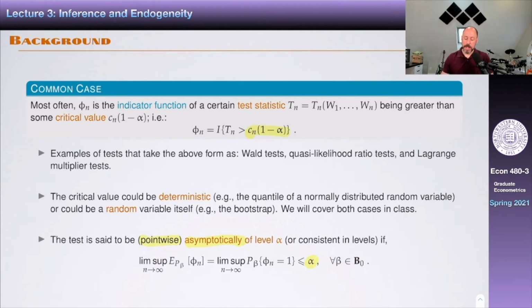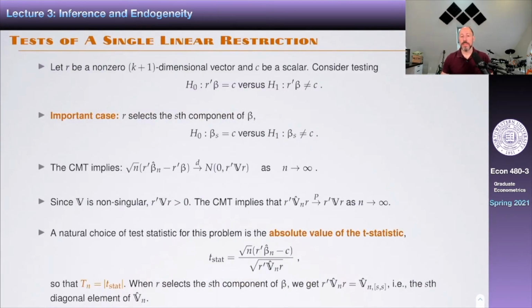Anyway, let's start with the simplest case, which is a test of a single linear restriction. We're going to denote by R a non-zero k plus one dimensional vector. We're going to let C be a scalar. And then we're going to consider this null hypothesis that says that R prime beta is equal to C. So we're taking a linear combination of the vector beta, and we're saying that this particular linear combination is equal to some number that we hypothesize, denoted here by C. The alternative hypothesis is that this doesn't happen, that is, R prime beta is not equal to C.